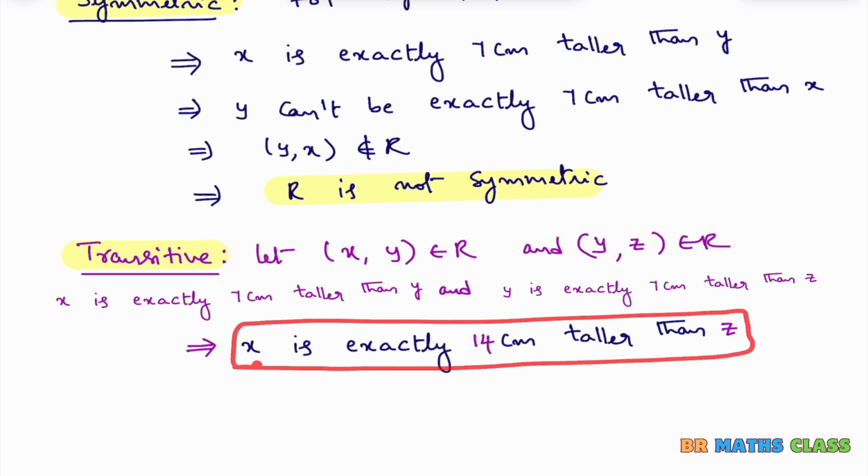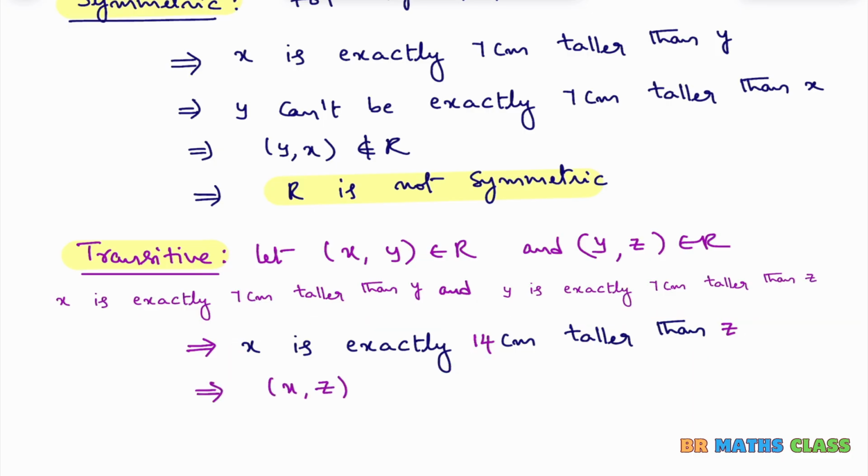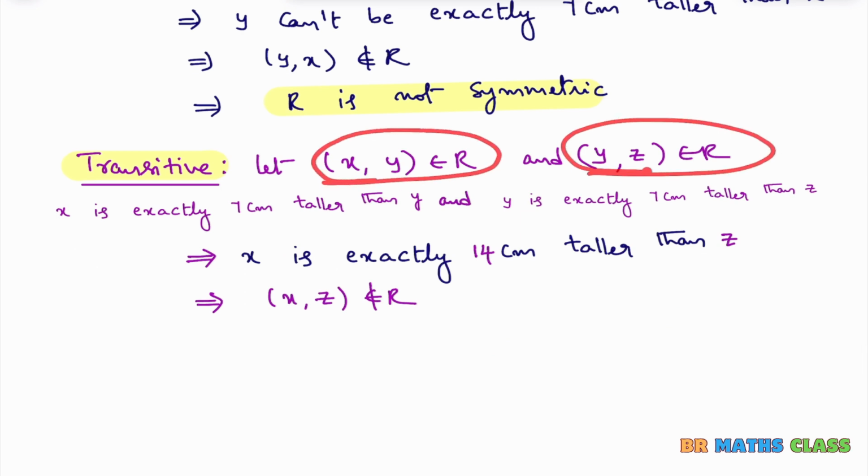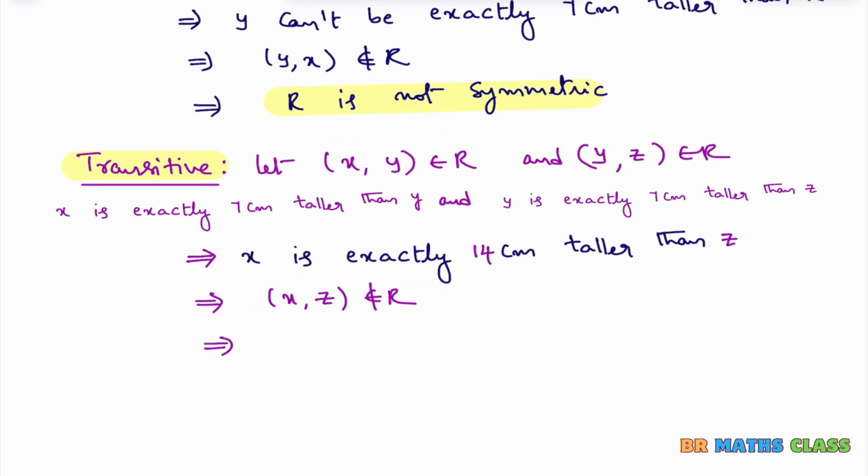That means (x, z) would belong to the relation only if x is exactly 7 centimeters taller than z. Here x is exactly 14 centimeters taller than z. That means the ordered pair (x, z) does not belong to the relation. So for (x, y) in R and (y, z) in R, we came to know that (x, z) does not belong to the relation. From this we can say that the relation R is not transitive.